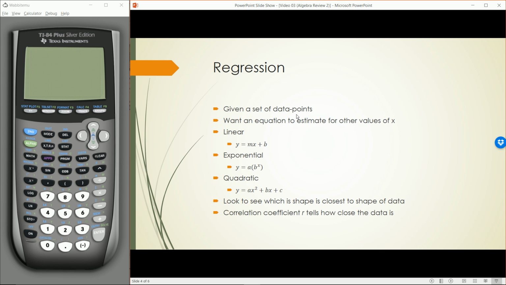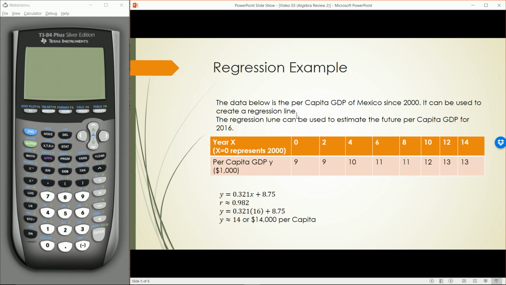And then occasionally, depending on how you do this, you'll get the correlation coefficient, R, which tells you how close the data is to your line.